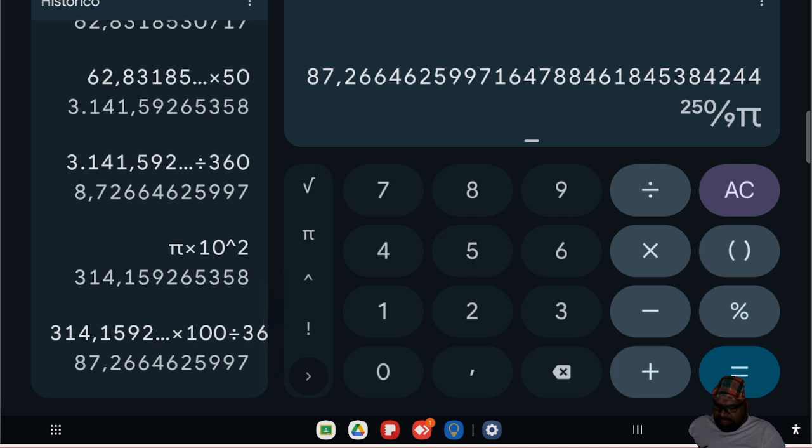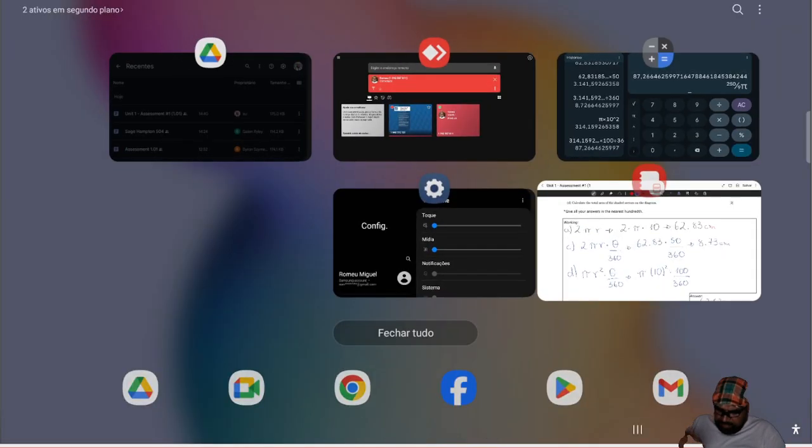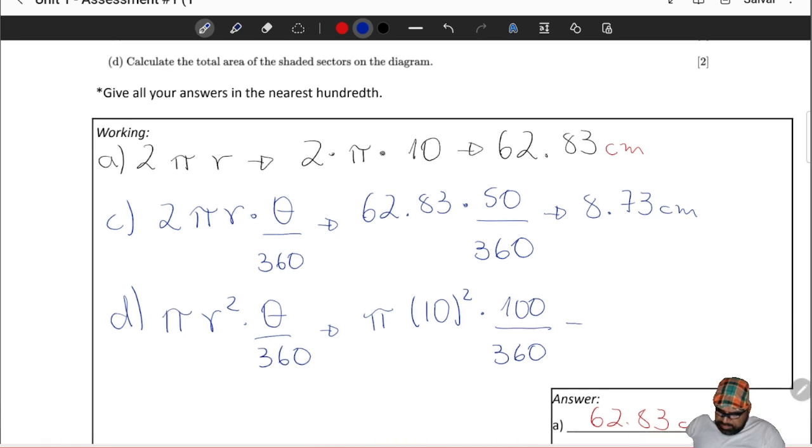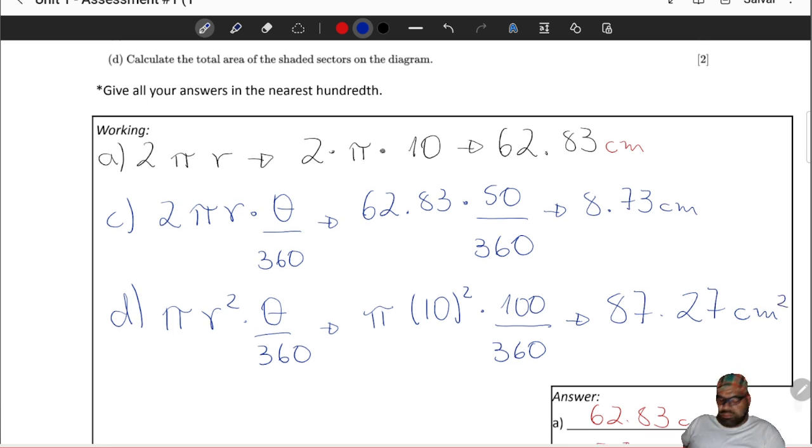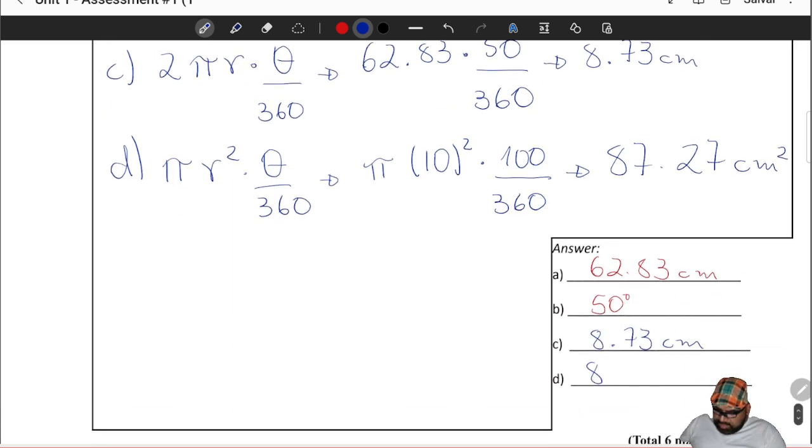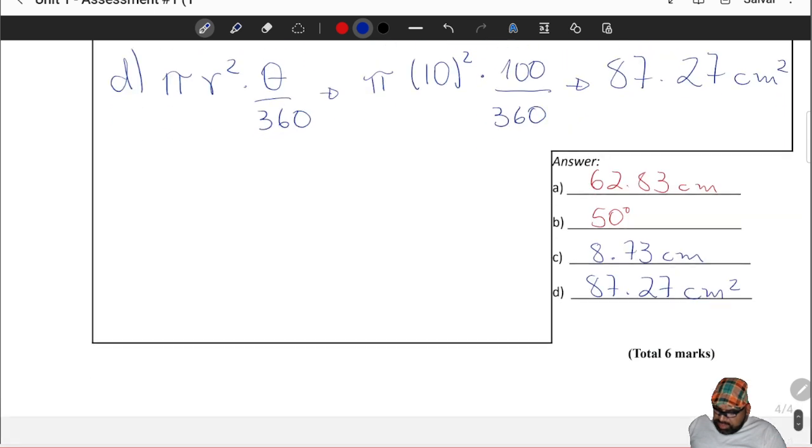And my answer here is 87.27. I'll round to the nearest hundredth. Then 87.27 centimeters squared. Second power. 87.27 centimeters squared. And that's it.